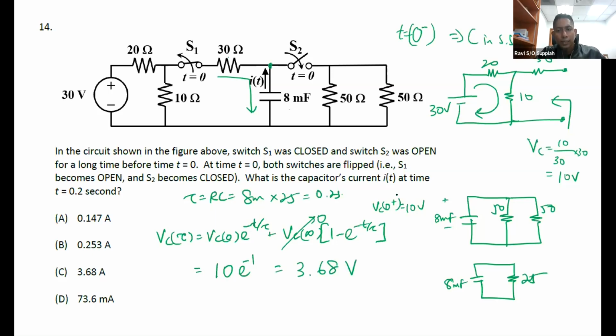Okay, so what is the current? Again, I must use Ohm's law for the resistor. So 3.68 volts is the voltage that is seen here, at 0.2 seconds. So the current is 3.68 divided by 25, which is 0.147 ampere.